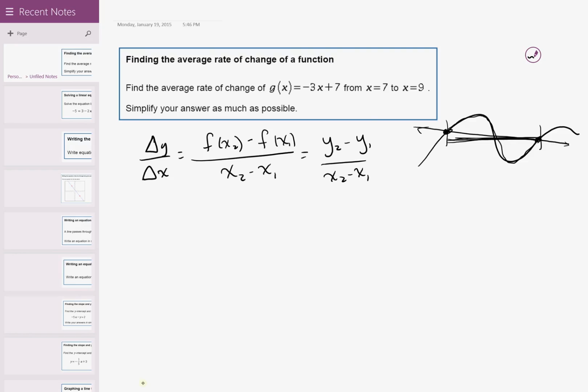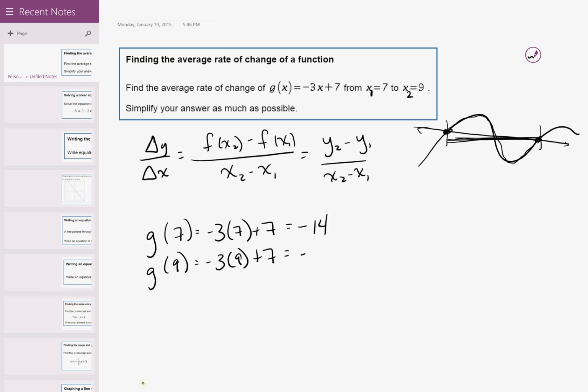So the first thing I want to do, if this is x1 and this is x2, I want to evaluate g at those values. So g of 7 is negative 3 times 7 plus 7, which is negative 21 plus 7, negative 14. And g of 9 is negative 3 times 9 plus 7, which is negative 27 plus 7, that's negative 20.